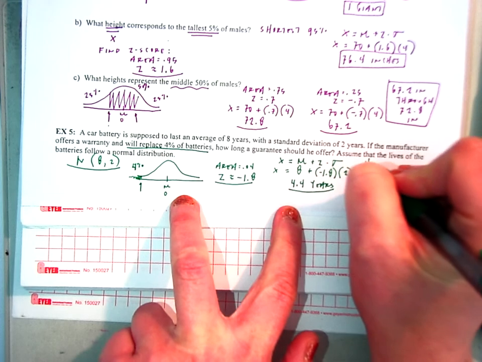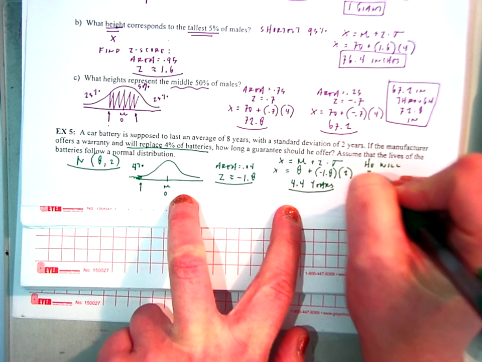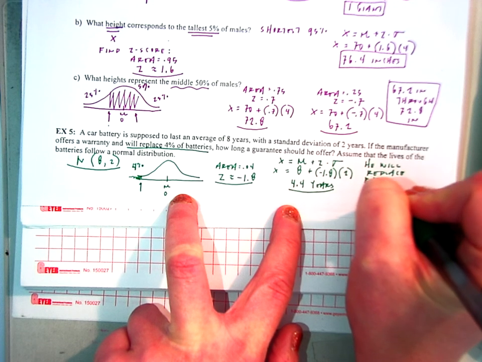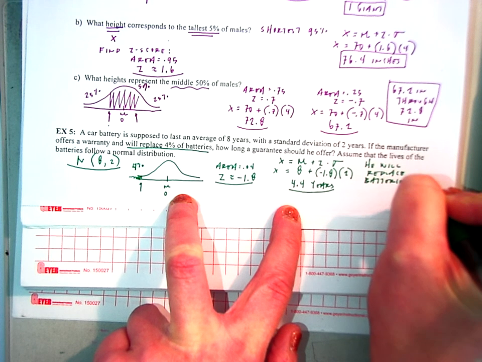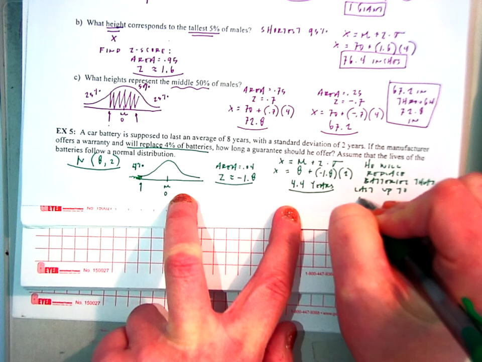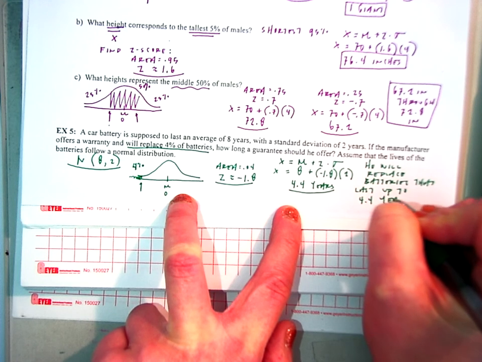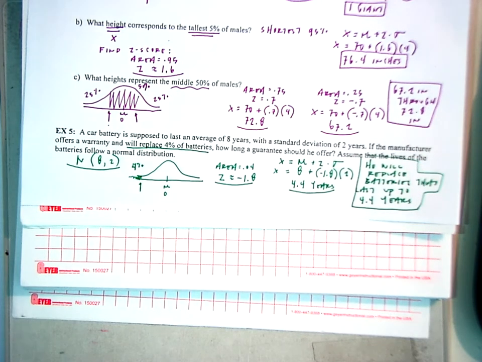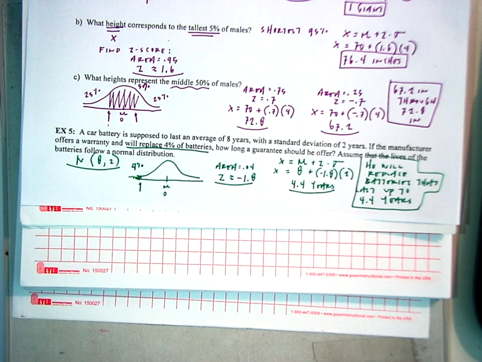Let me write that as a sentence. So he will replace batteries that last up to 4.4 years. And there we go. All right, I hope today was good practice with normal distributions and the different calculations, especially comparing different distributions, as well as just more practice with solving for the observation itself.